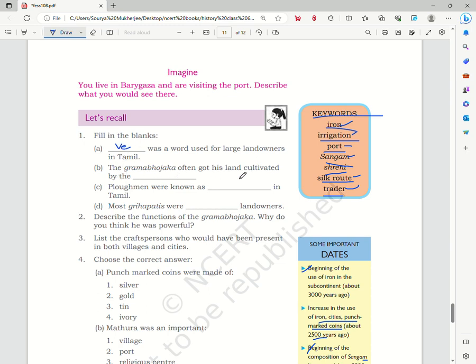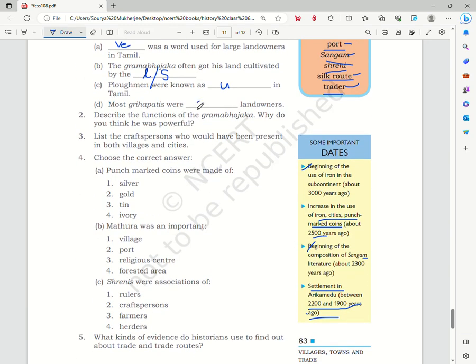The Grama Bhojaka often got his land cultivated by the landless laborers. The landless laborers, we see. It is laborers or slaves. Plowmen were often known as dash in Tamil. Plowmen were known as the Uzhavar. You can look it up and see the spelling. Uzhavar, these were the plowmen. And most Grihapatis were smaller landowners.